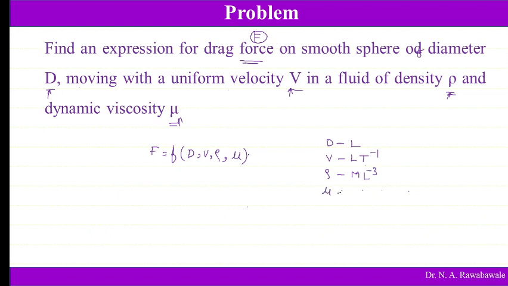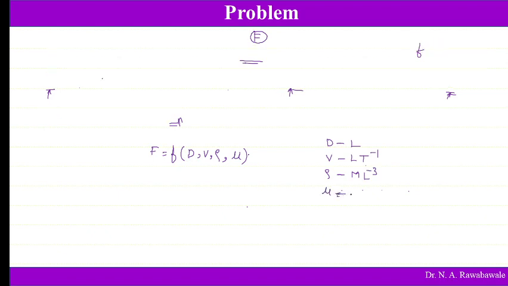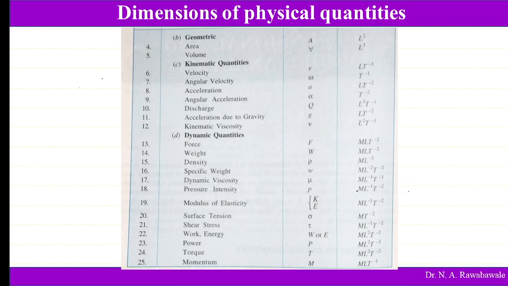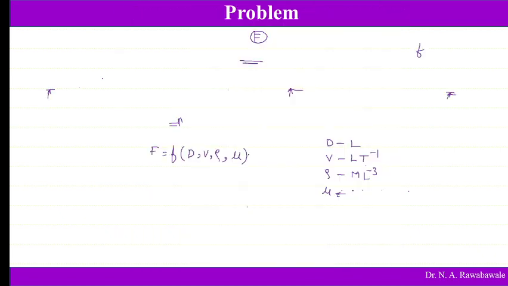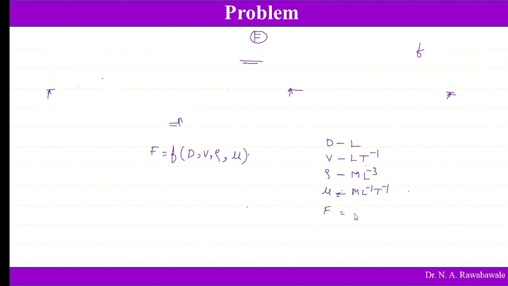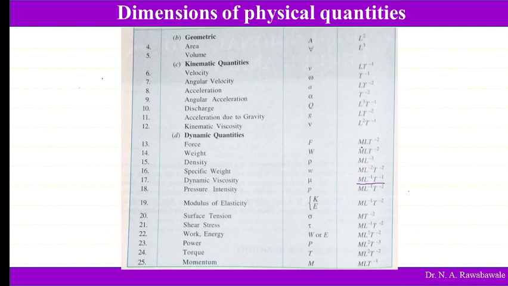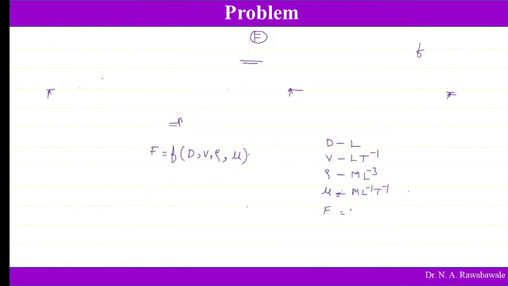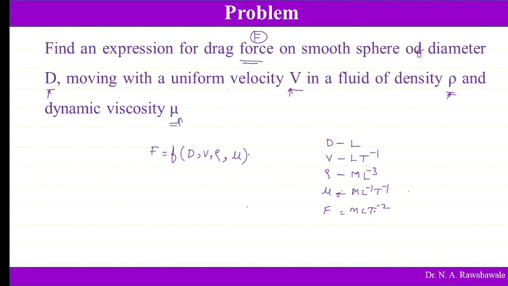So mu, so yesterday we have derived the dimension for mu. That is M L to the power of minus 1 T to the power of minus 1. So these are the dimensions for these parameters, and force F is nothing but, so for force F we have M L T to the power of minus 2. So now we will start to simplify this.